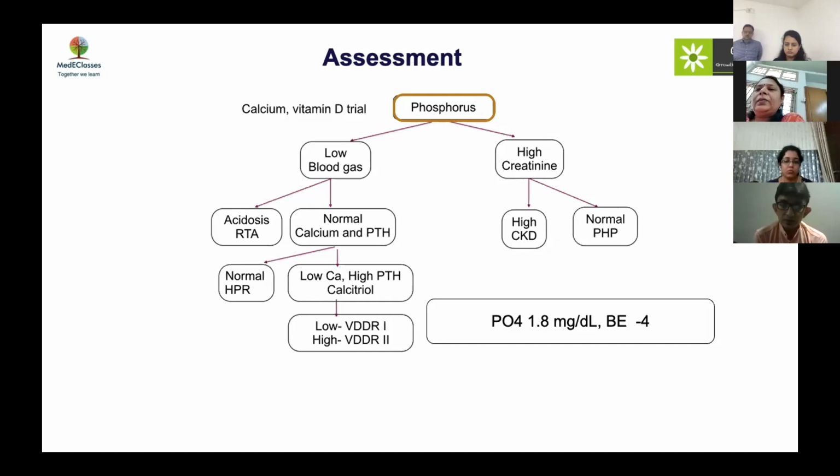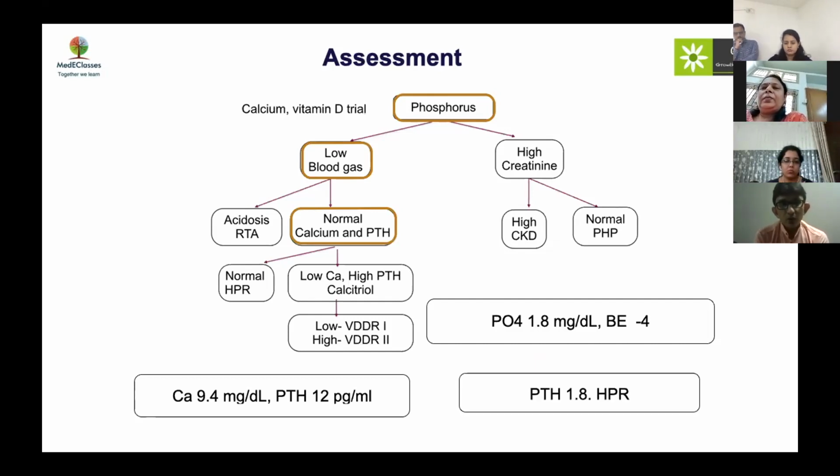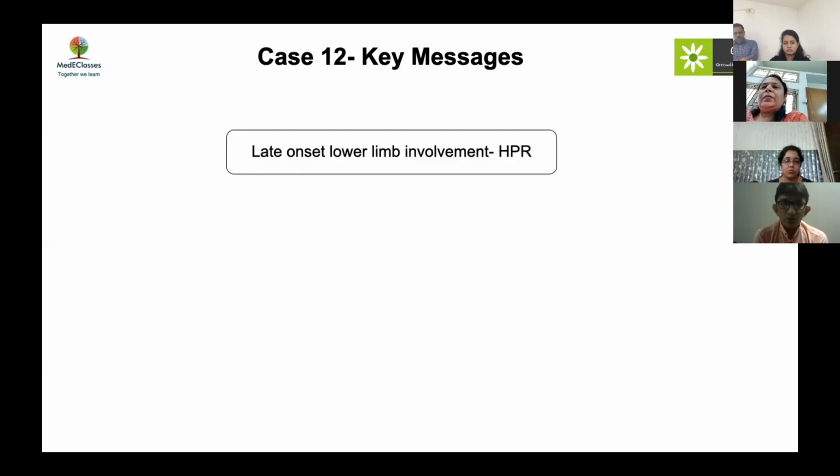And in this case, as the slide is showing, phosphate is very low with base excess of -4, that is okay, then the diagnosis goes in favor of hypophosphatemic rickets. So calcium is okay, PTH is, we can say, low normal. So this is all in keeping with hypophosphatemic rickets. In hypophosphatemic rickets, the PTH is normal because the calcium is normal, so PTH is not affected. So the key message would be that any older child with predominantly lower limb defect is indicative of hypophosphatemic rickets.